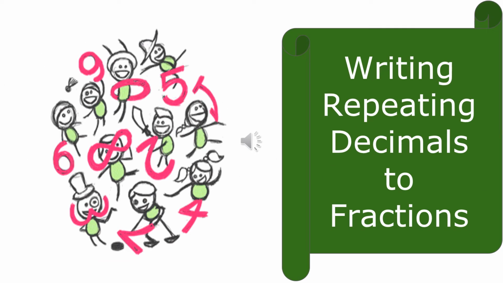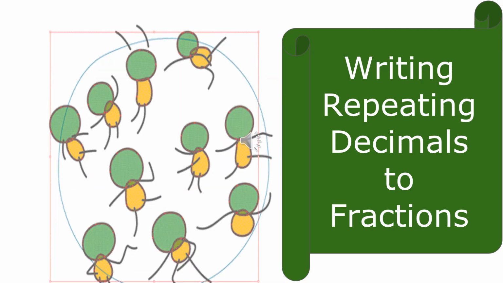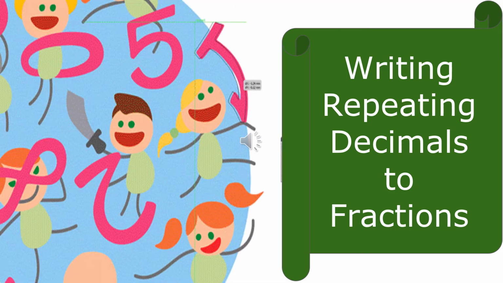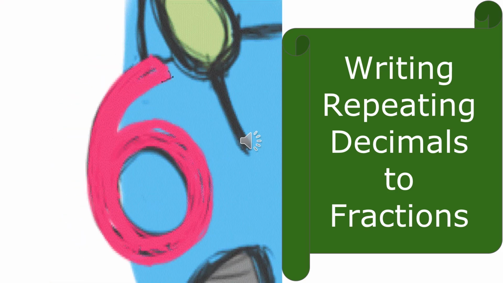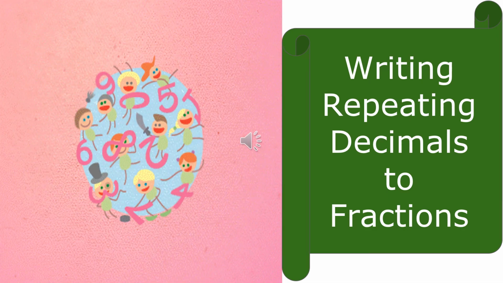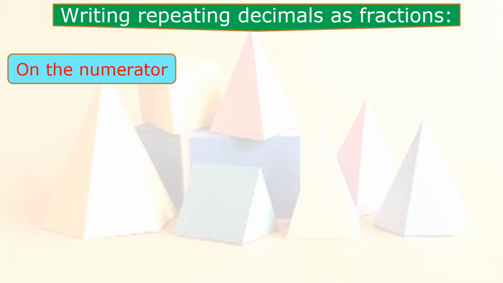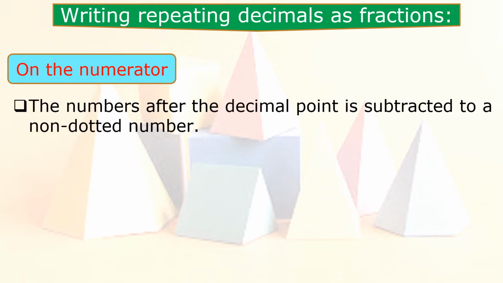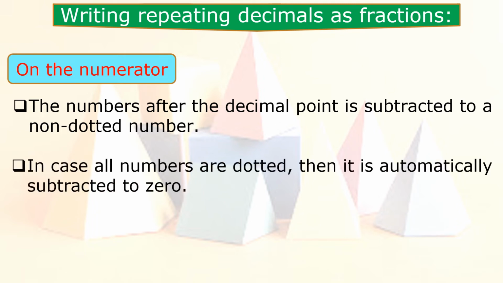Now let's move on to writing repeating decimals to fractions. So this time we are going to write repeating decimals to fractions. These are the rules for writing repeating decimals as fractions. On the numerator, the numbers after the decimal point are subtracted by the non-dotted number. In case all numbers are dotted, then it is automatically subtracted by 0.